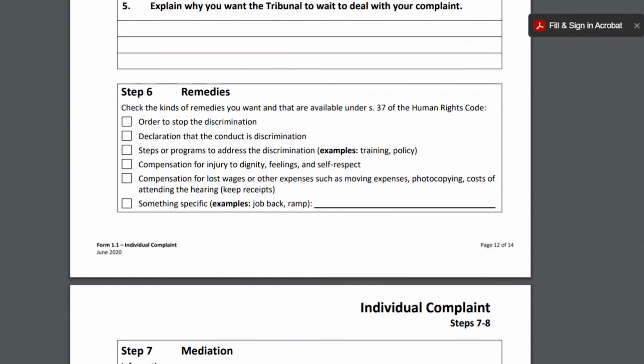Step 6, Remedies. This section is where you indicate what you are hoping to get out of filing this complaint. There may be multiple things, so check all that apply and add specifics as necessary. Think about what you really want from this process when filling out this section. Remember that the tribunal is designed to provide you with a more flexible remedy than a court could. That means that you can request something more than just compensation, including an apology or a requirement that the respondent attend some type of sensitivity training, for example.